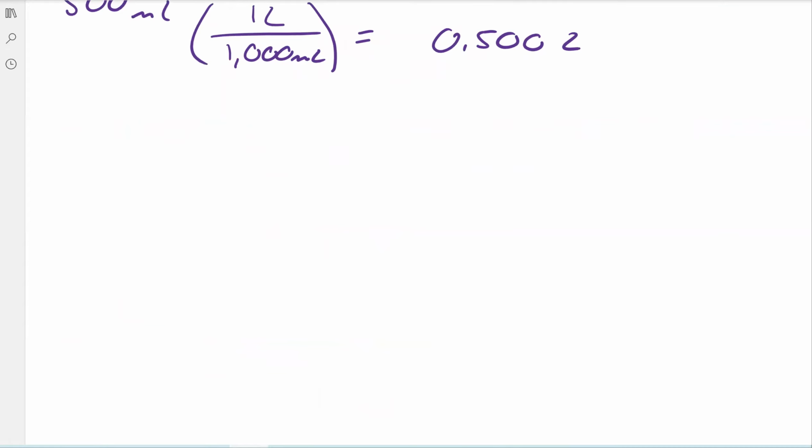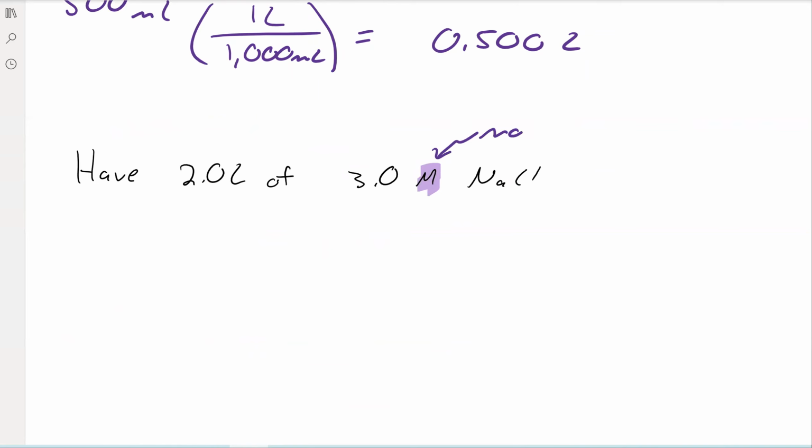Let's take a look at another question. So in this case, we have 2.0 liters of 3.0 molar NaCl. So notice when we use the capital M, we mean molar, which has to do with the molarity, right? So that's just the other way to say molarity is molar. Of some kind of sodium chloride aqueous solution. So we've got salt water. How many grams of NaCl?